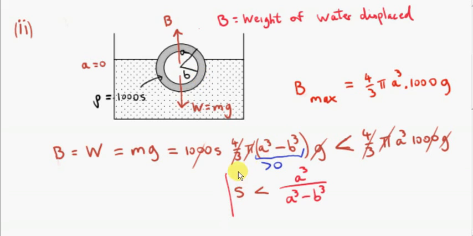So we get our result. As long as the relative density of the shell is less than a cubed over a cubed minus b cubed, then the sphere will be partially immersed, which means that it will float. Partially immersed means that part of it must be above the top, and in the extreme situation it's just floating below the surface of the liquid. But B is always equal to W.